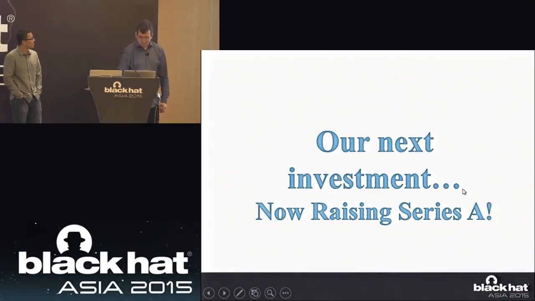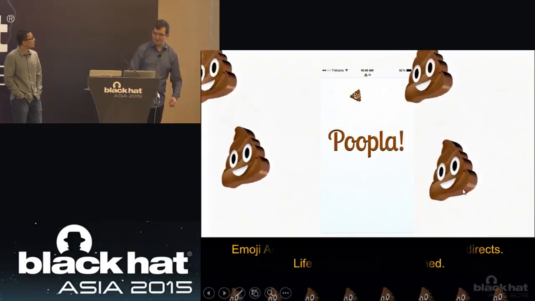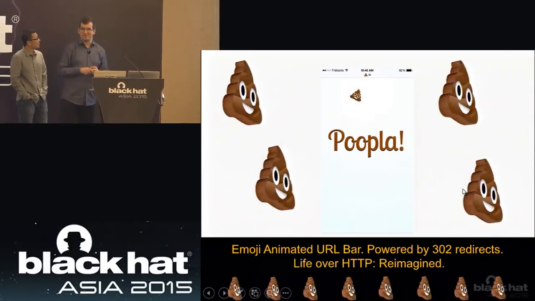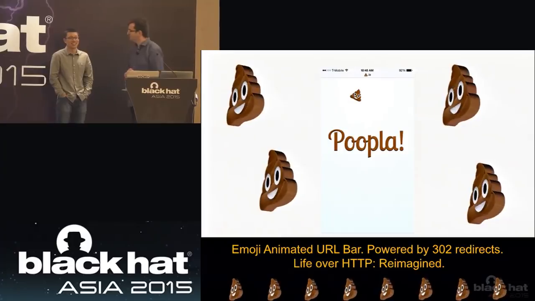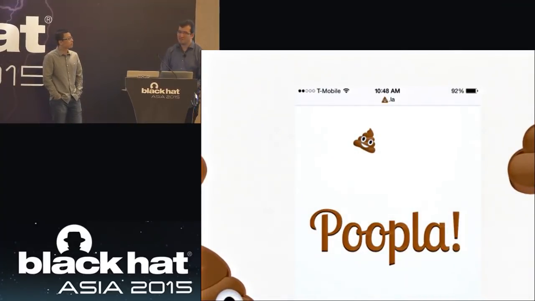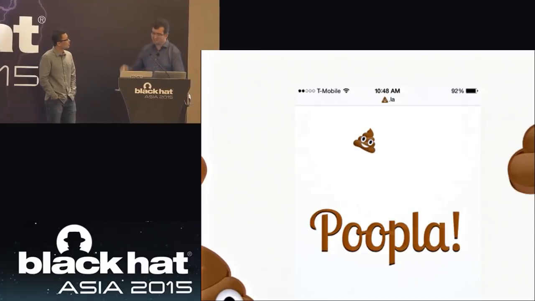So our next investment is going to be Poopla, which is basically animated emojis in the URL bar. And that's going to be a lot of fun. And it actually is a domain. If you search for Poopla, it actually exists. And if you have an iPhone, you will see it just like this.